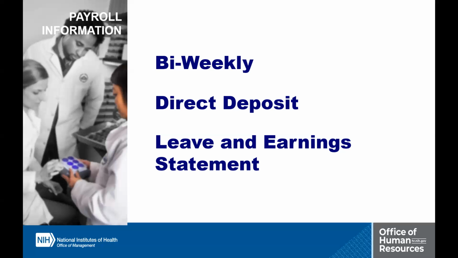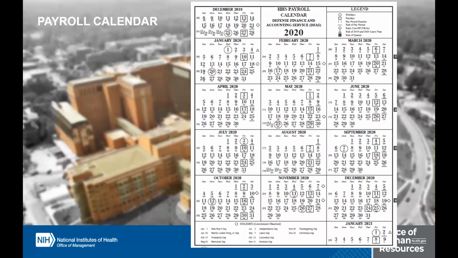You can set this up to send the leave and earning statements to your personal or NIH email address, and it will be sent on the Wednesday prior to a payday Thursday. This is an example of our payroll calendar from 2020, and it shows our paid dates, federal holidays, and end of pay period. On the calendar, squares or payday circles are federal holidays, and underlines indicate the end of the pay period. I would recommend pausing the video.